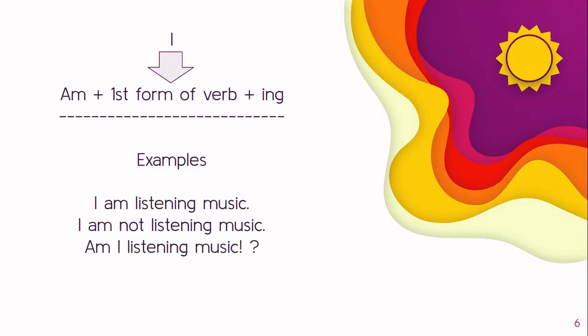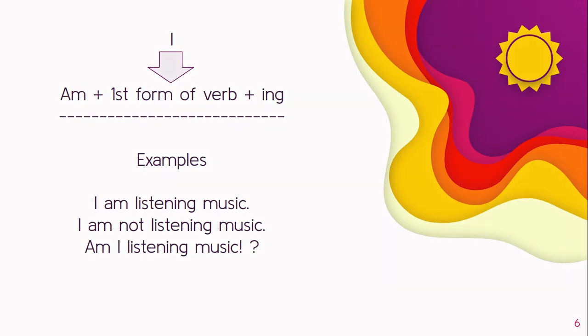We use am plus first form of verb and ing with I. For example, I am listening music. Let's look at the examples. I am listening music. To form a negative sentence, we add not after the helping verb. I am not listening music. And to form an interrogative sentence, we place the helping verb at the beginning of the sentence.